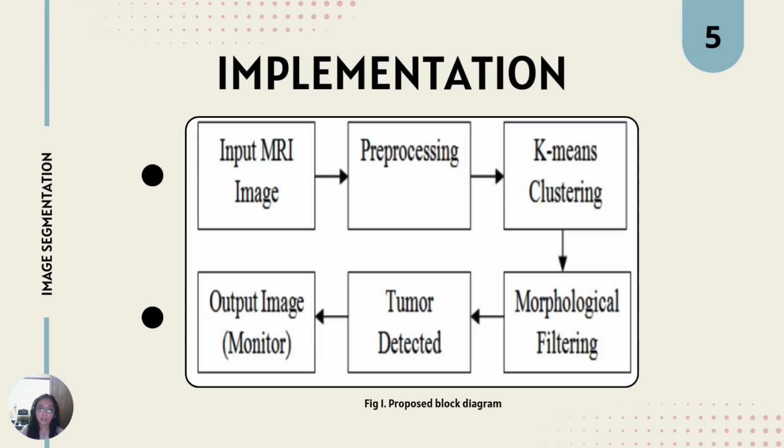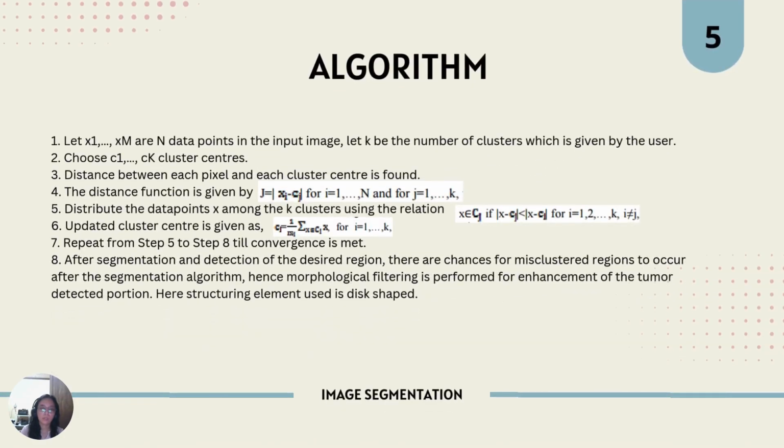Next is the segmentation. This uses k-means clustering to partition images into clusters. Next is the post-processing, which is the morphological filtering. It is applied to refine the tumor detection. Next is the visualization, in which the detected tumors are highlighted in the MRI scans. And then the output image is shown on the monitor. We also have here their proposed algorithm for their GUI.